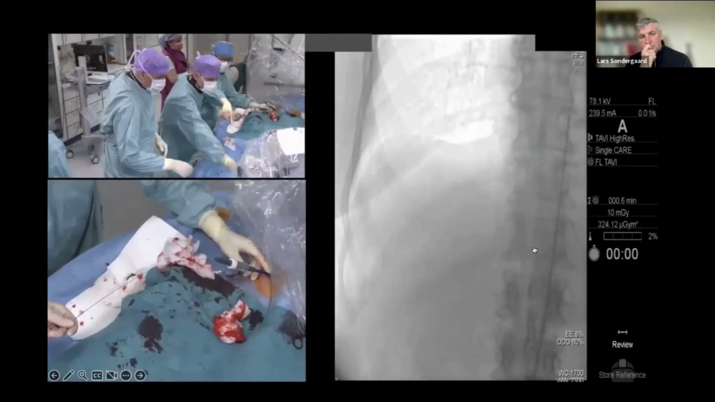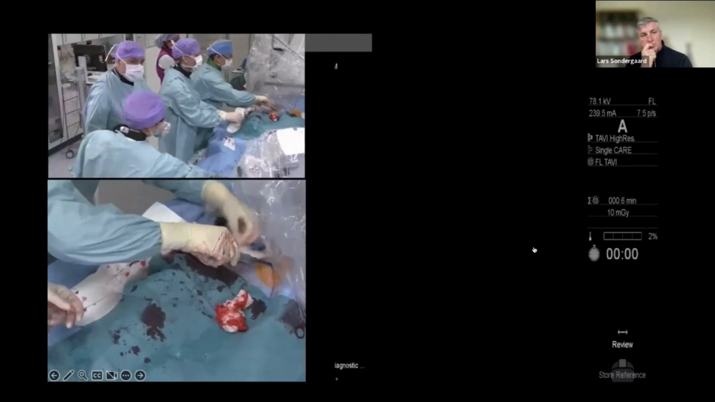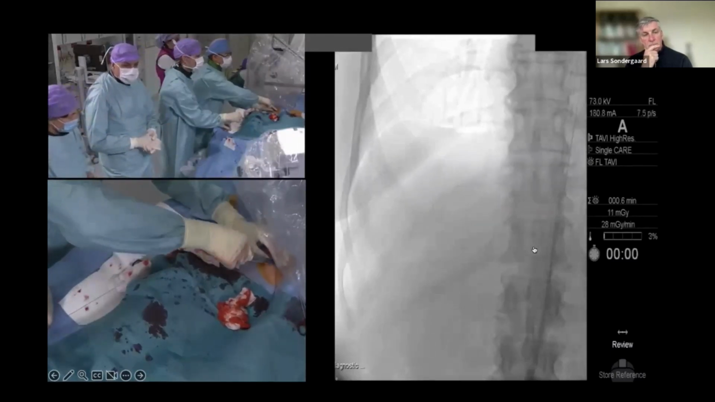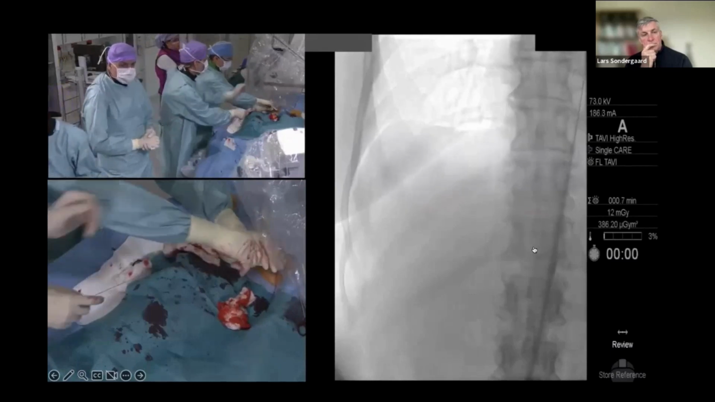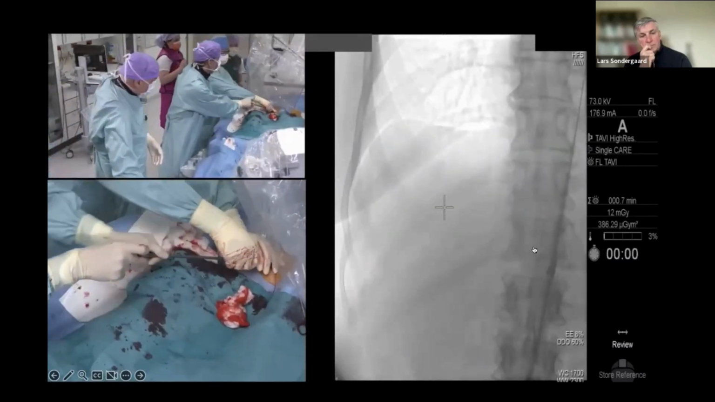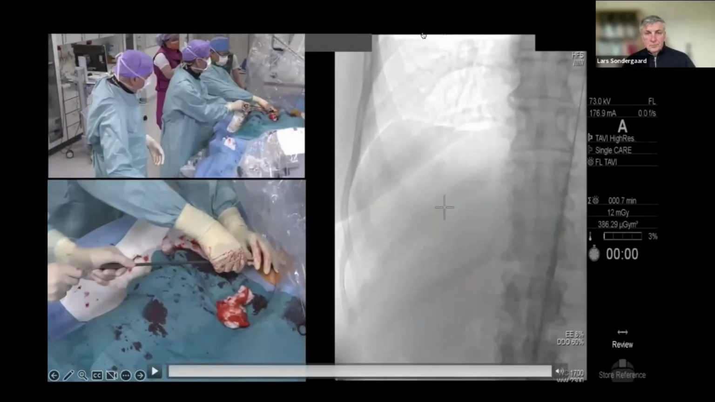And so in some cases, even though we have a system like the Navitor valve or the Evolut valve with an integrated sheath, we will use this one here to avoid vascular complications. Yeah. Any comments on this sheath? I mean, you have used it a lot, Magnus, as well. I think it works very well, actually.